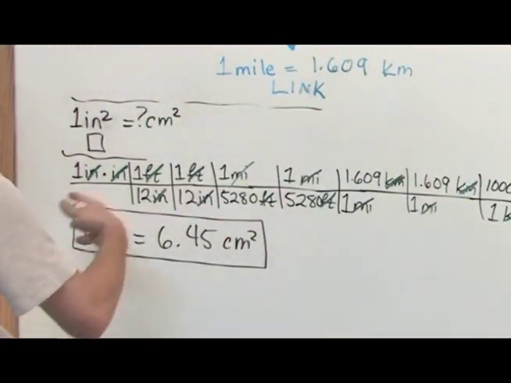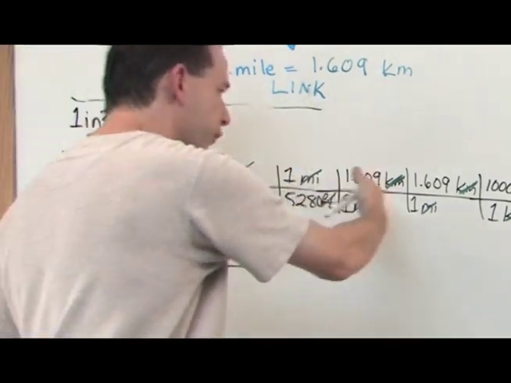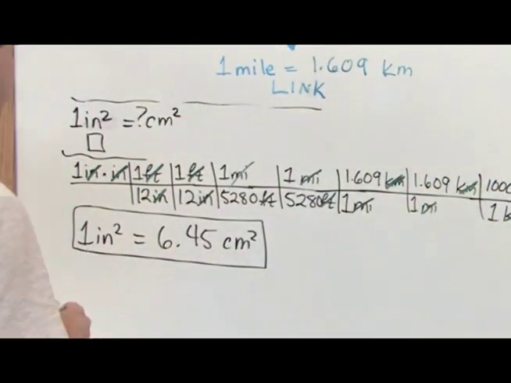Now, why did I pick such a long problem? I mean, obviously it goes all the way across the board. Why would I pick such a long problem? Because you've kind of invented your own conversion factors. You know that 1 square inch is 6.45 square centimeters. And what does that allow you to do? It allows you to solve further problems.